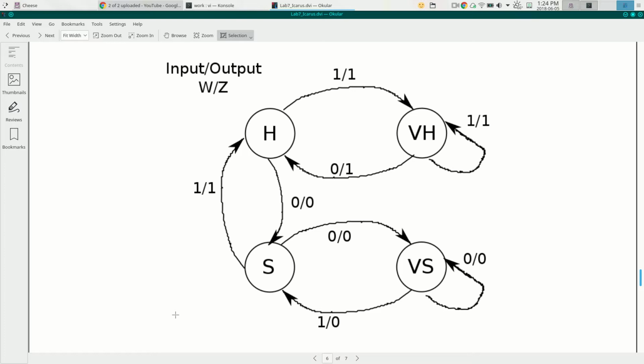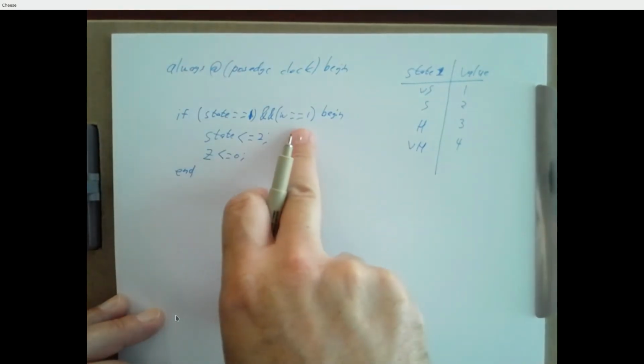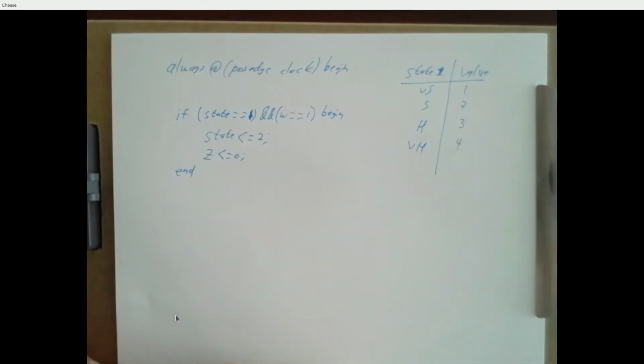So let me write that, and then I'll show it to you. So if state is, sorry, state is 1, that's very sad, and our input W is a 1, then we want our new state to be a 2, and we want our output Z to be a 0. And we could write it something like that. If our state's equal to 1 and W is equal to 1, then set state equal to 2 and set Z equal to 0.